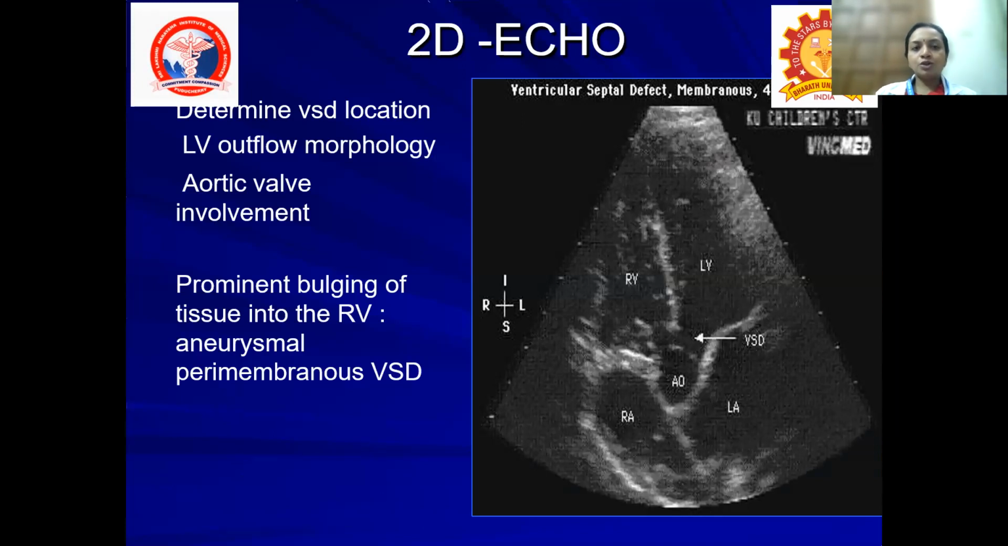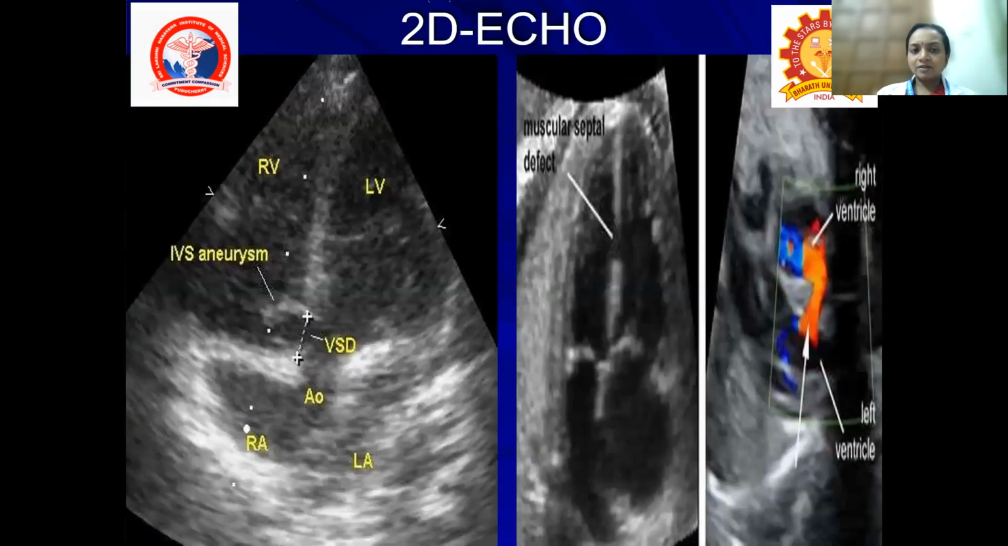The 2D echo determines the VSD location. You can see the VSD. And left ventricular outflow morphology, aortic valve involvement, and prominent bulging of the tissue into the right ventricle, whether it is an aneurysmal or perimembranous VSD, could be determined. This is yet another picture of VSD. This is the ventricular septal defect.